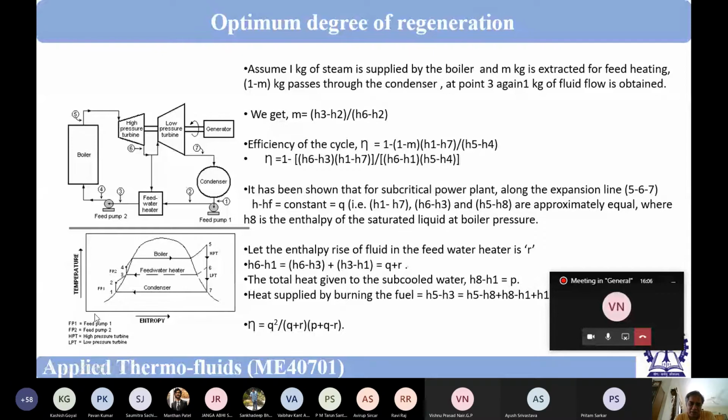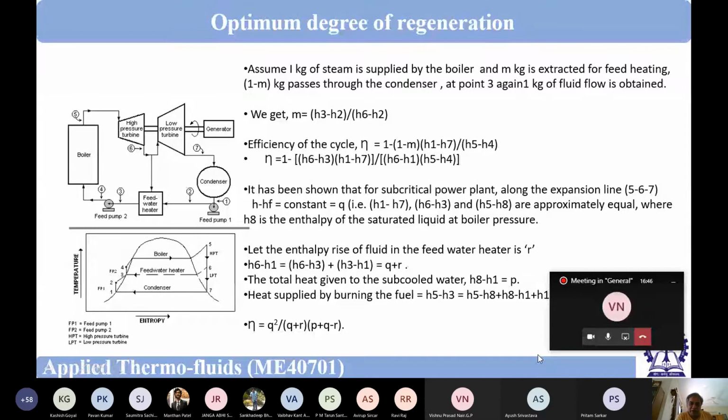Why is that constant? Because we have fixed the boiler pressure and the condenser pressure. How much heat has to be given to the subcooled liquid is constant, so P is also constant. Then we get the efficiency as Q square divided by Q plus R into P plus Q minus R. In this entire expression, only R is the variable, and there is scope for optimization. So let us do the optimization.